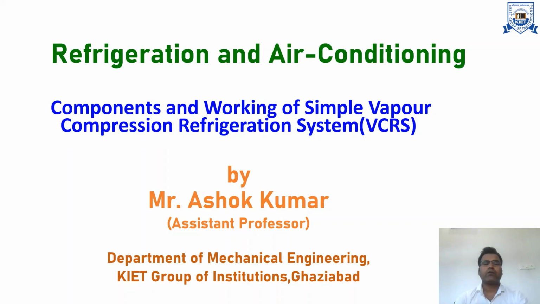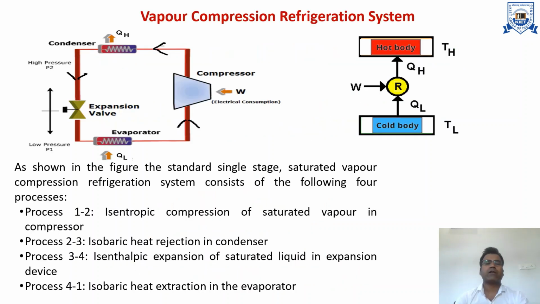Hello students, today I am presenting the components and working of the simple vapor compression refrigeration system. There are four components of this system: the compressor, condenser, expansion valve and evaporator. There are four processes used in the VCR system. The first process, 1 to 2, is known as isentropic compression of saturated vapor in the compressor.